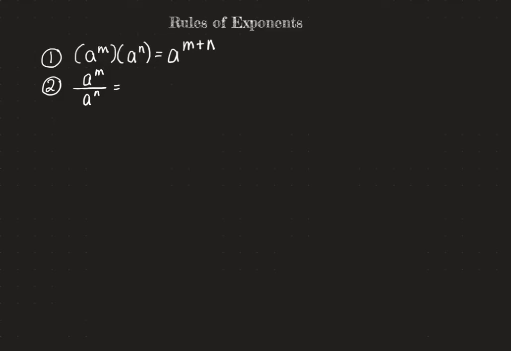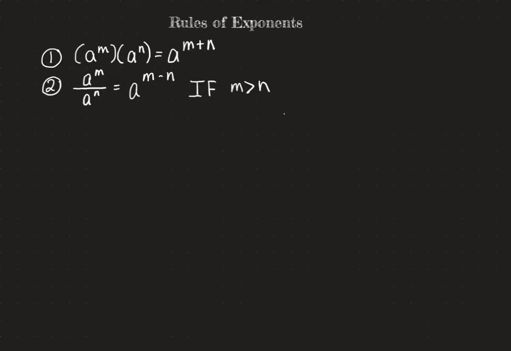Our first rule dealt with multiplication of like bases. Now we're going to talk about division of like bases. If the base is the same, what do you think? Subtract the exponents. This is equal to a to the whatever's in the numerator, that exponent, minus the exponent of the denominator. If, big if, m is greater than n. That means for this base, a, whatever it is, if in the numerator it has a larger exponent than it does in the denominator, you will subtract the exponent in the denominator from the exponent in the numerator.